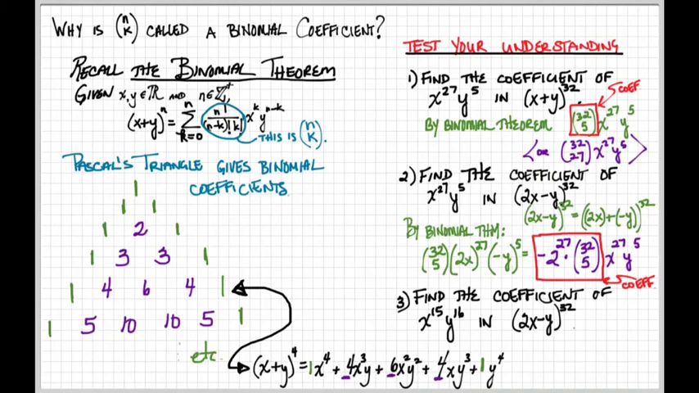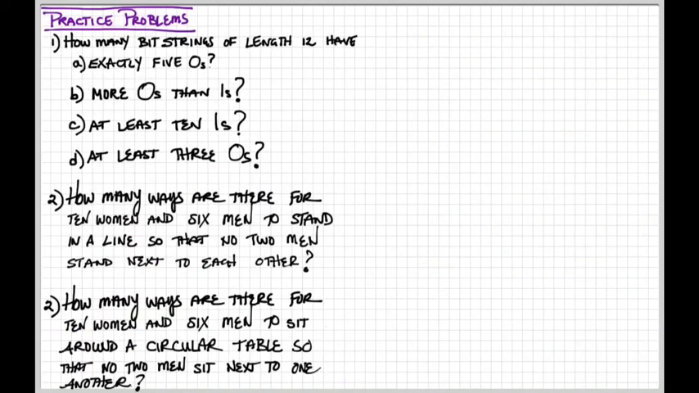For the final one, the coefficient of x to the 15th y to the 16th, notice if you add 15 plus 16, you end up with 31 and not 32, so this was a trick question, and the coefficient is 0. And finally, we have 3 practice problems that I'm going to start the next video with.